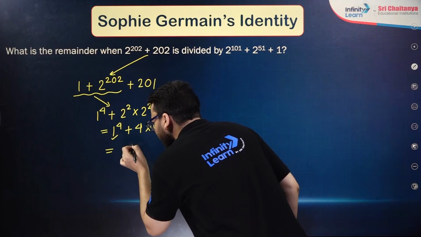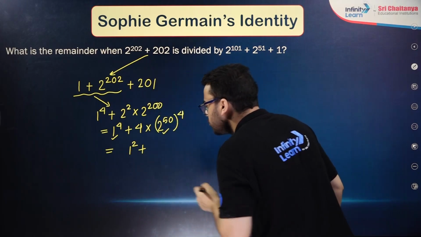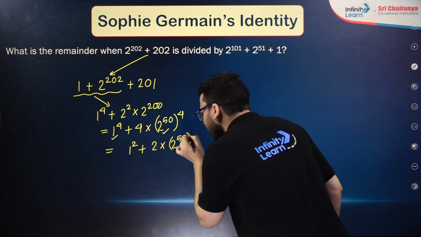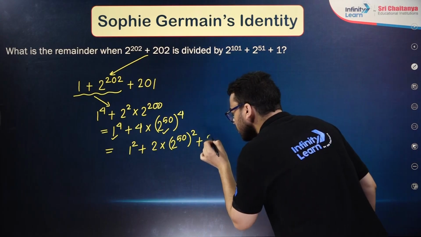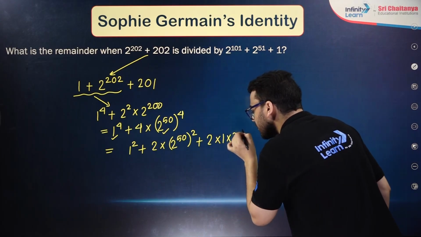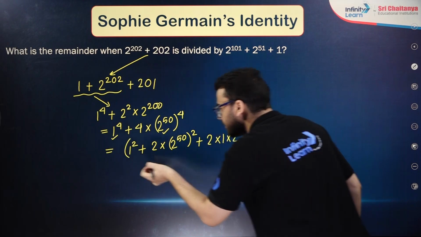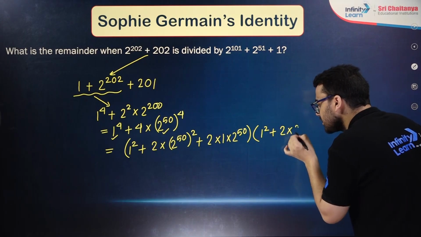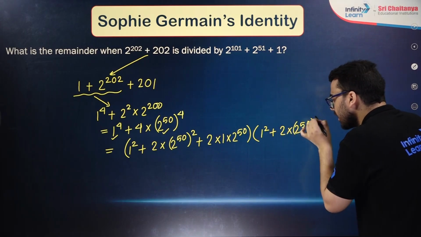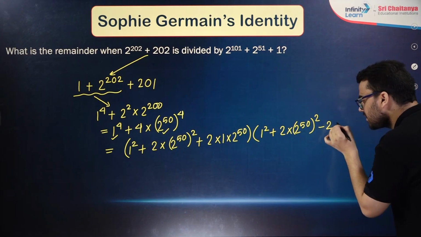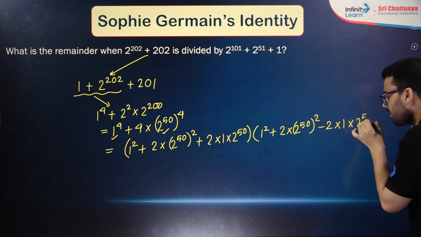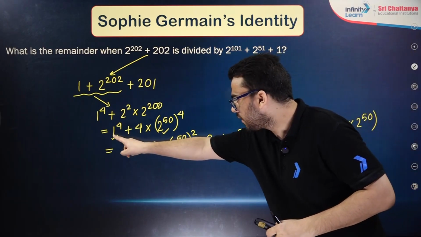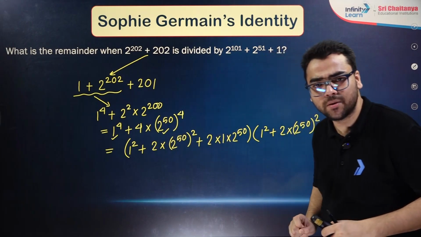It was 1 square x square plus 2y square. So 2 into this thing y square plus 2xy. So 2 into 1 into 2 raised to the power 50. Right? This is the first thing. And then the second thing is x square plus 2y square. So 2 into 2 raised to the power 50 square over here and minus 2xy. So minus 2 into 1 into 2 raised to the power 50. I hope you understand that in place of x, we are using 1 and in place of y, we are using 2 raised to the power 50.